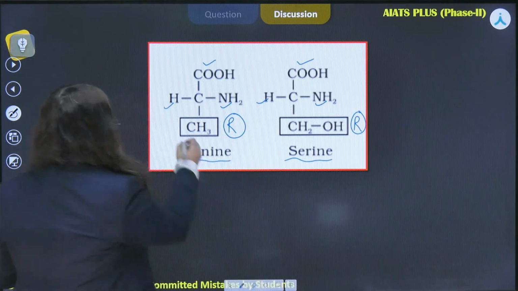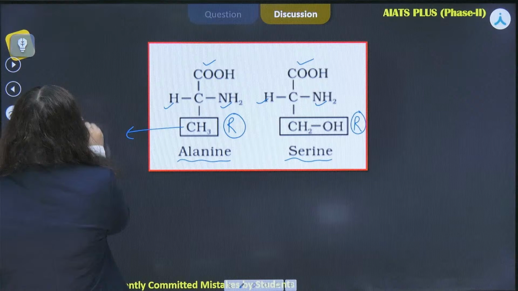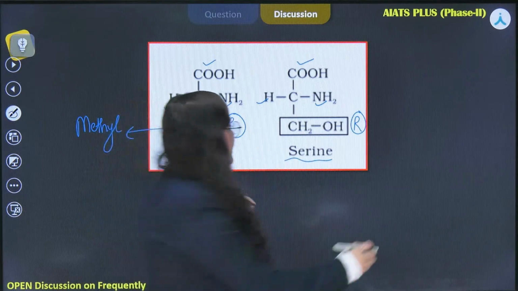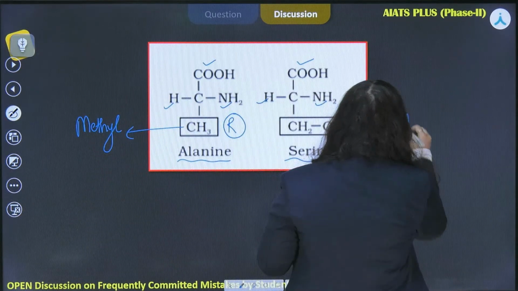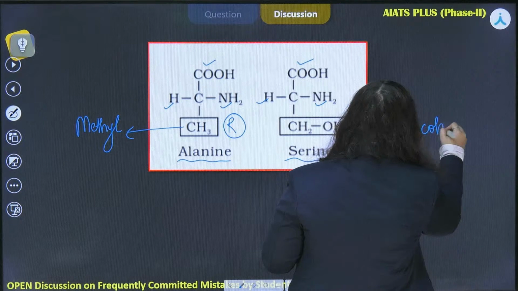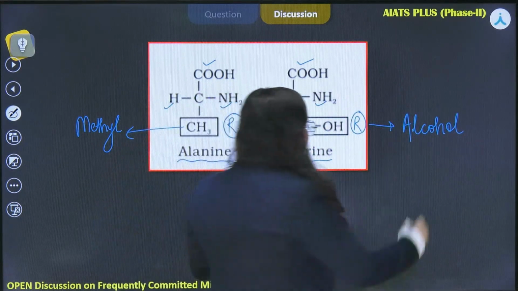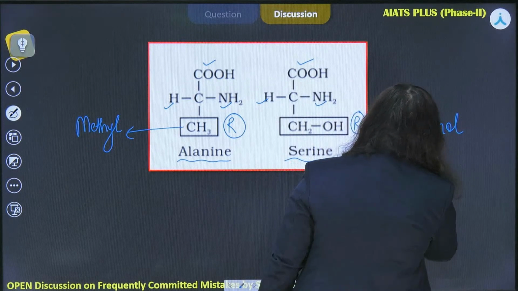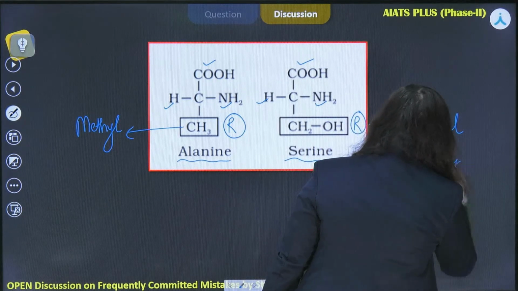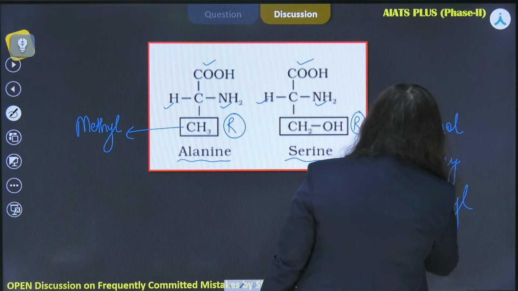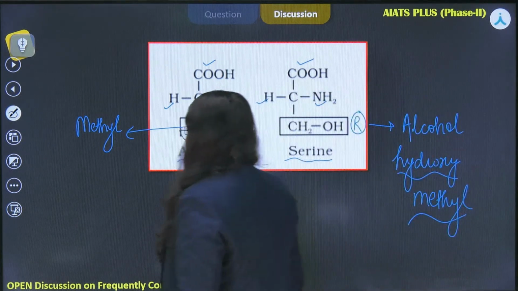जैसे alanine में हमारे पास एक methyl group है, which is the R group, whereas in serine we have an alcohol. And to be specific, it is a hydroxymethyl group, which is the R group present in serine.